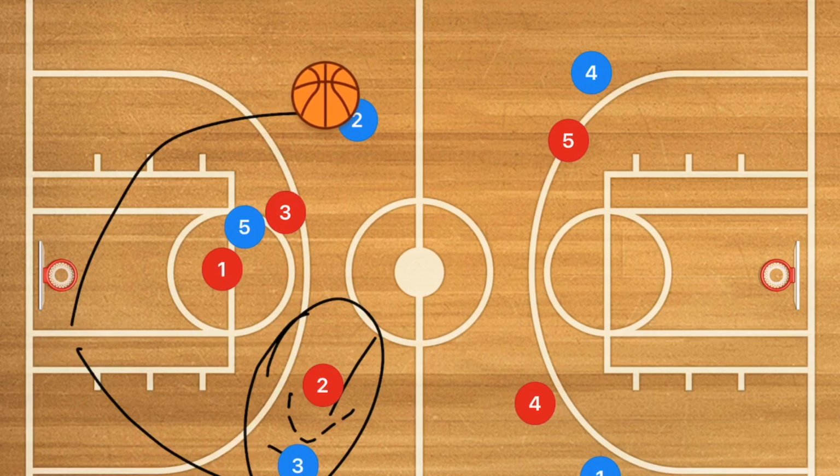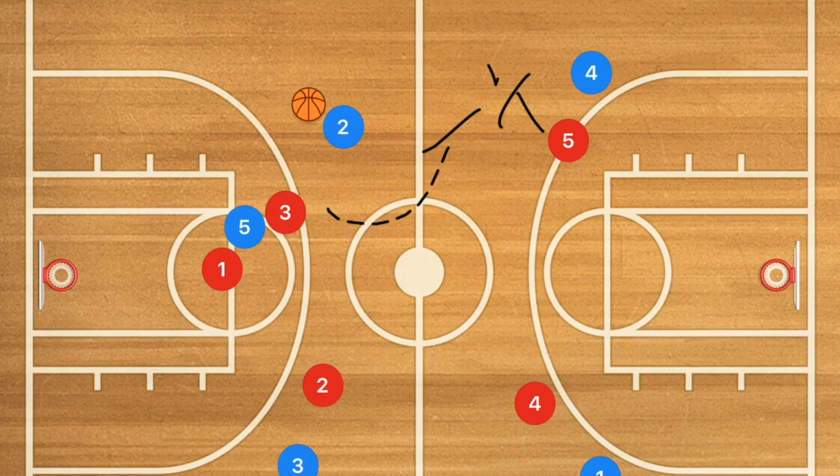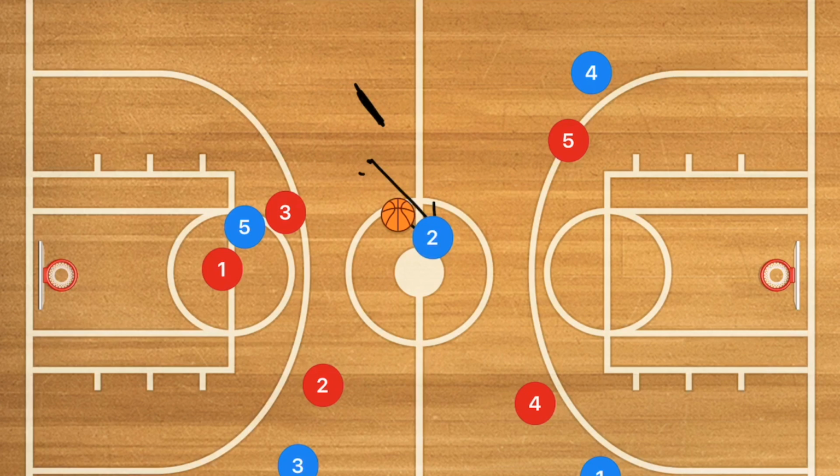You have player 5 pass over to player 2, and instead of dribbling up, a lot of players will dribble just this way up the sideline. That can get a quick push over to that corner. We don't want to do that. We want to have a quick, in this case, left-handed dribble up towards the middle of the court. We have now beat their press defense.